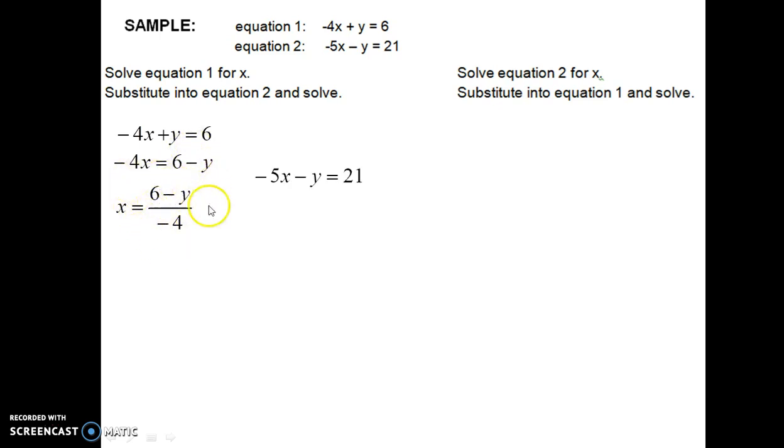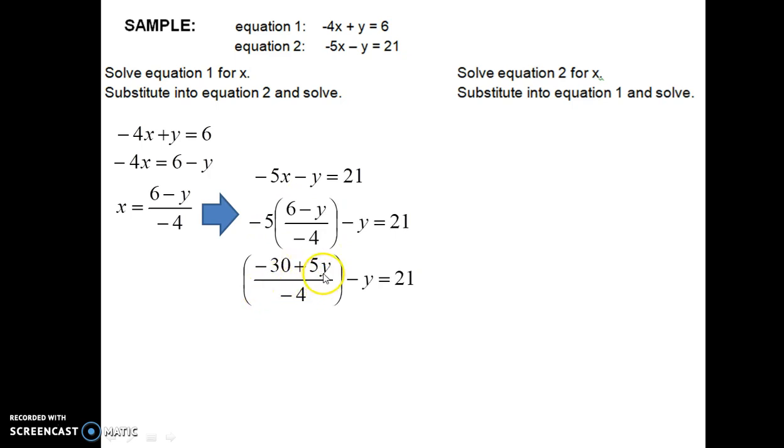Now that we know x is this, we take the second equation, take that x value, and put it in there. So again, that x there has been replaced with what we found x equals here. There it is. Now multiplying that through, that negative 5 will multiply both top parts. So negative 30 and positive 5y divided by negative 4. Now get rid of the fraction by multiplying by negative 4.